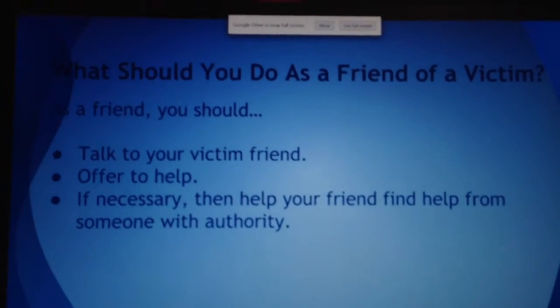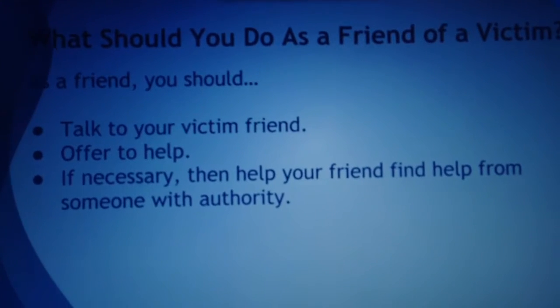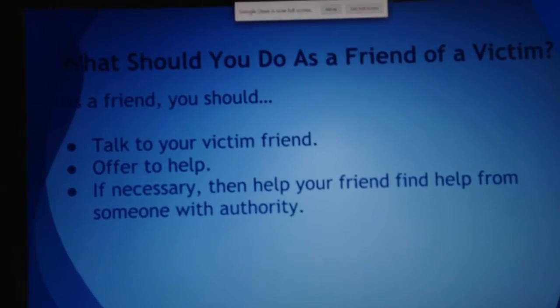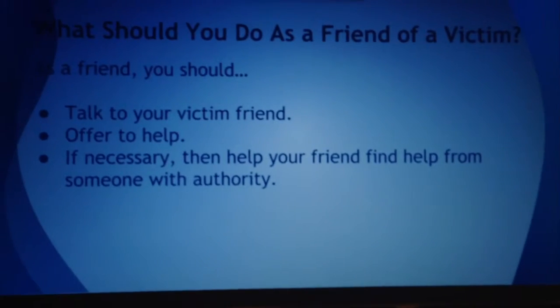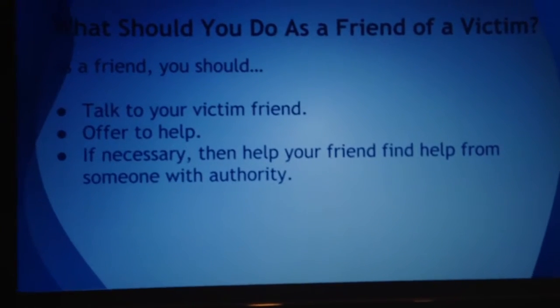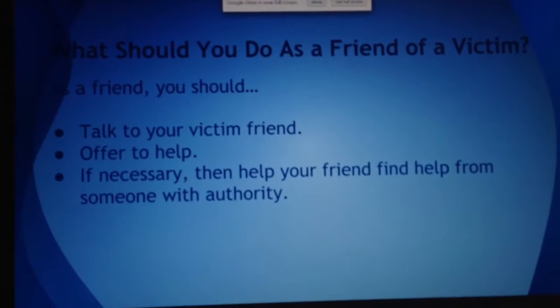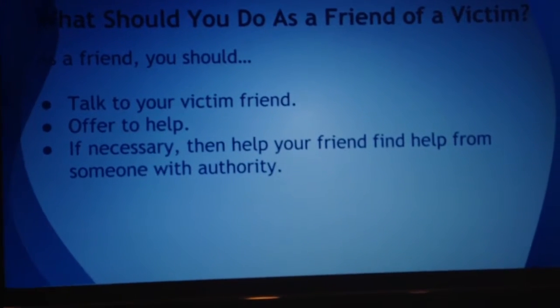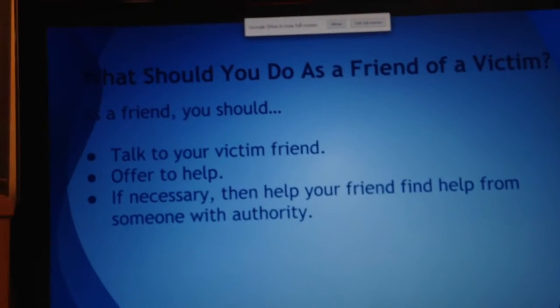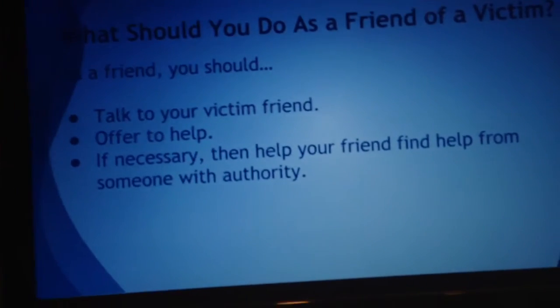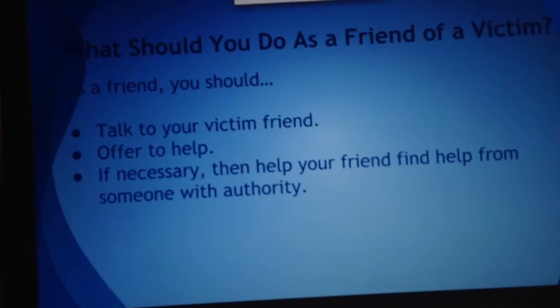And what should you do as a friend of a victim? As a friend, you should talk to your friend, offer to help them, and if necessary, if your friend is afraid to find help from someone with authority, then you should help them find help, because they're your friend and you care about them.